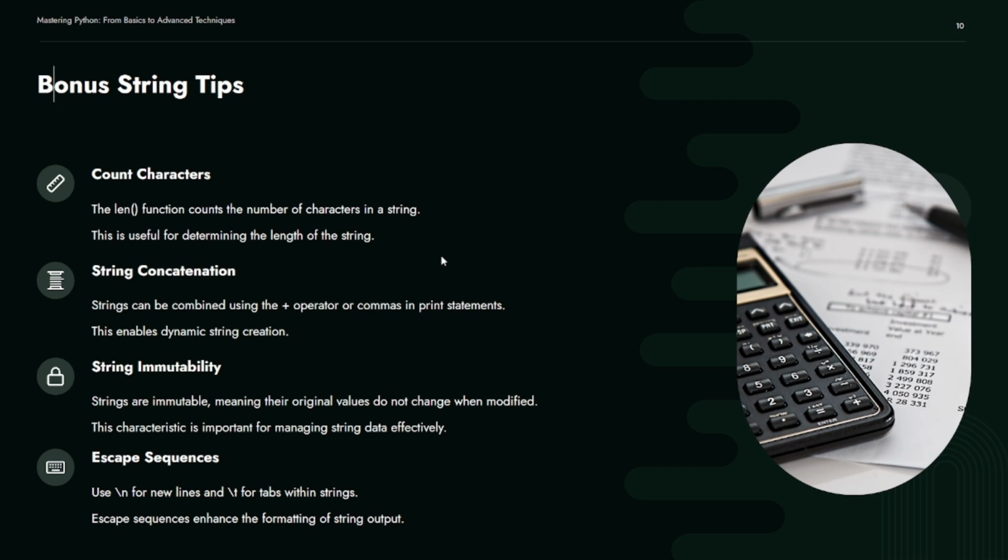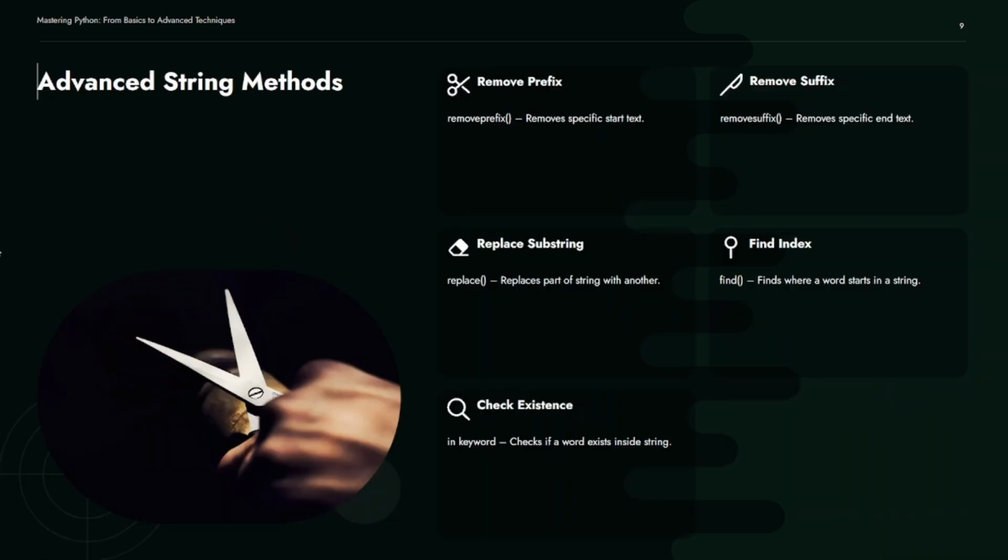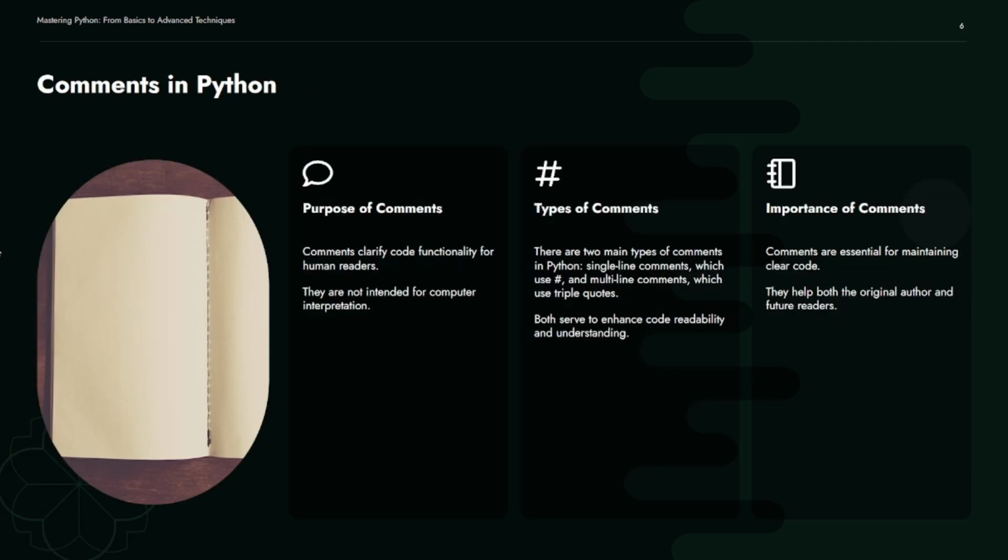We can also do string concatenation, in which we can combine the strings using the plus operator or commas in print statements. We did not use the plus operator, we used the comma operator. Then string immutability: if you modify a string, the original values will never change. This characteristic is important for managing string data effectively. Then escape sequences, we have seen \n, and \t is also there to put a tab. Then there is a recap of basic string methods and comments.